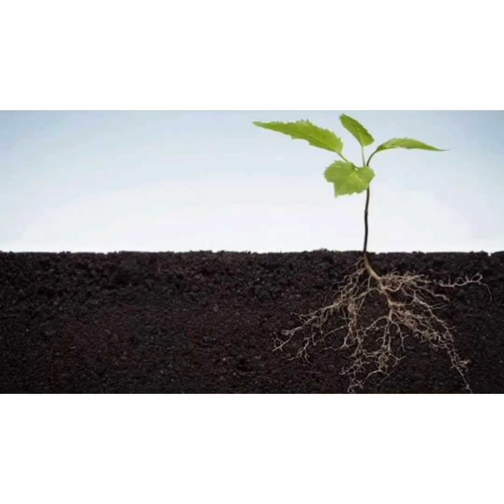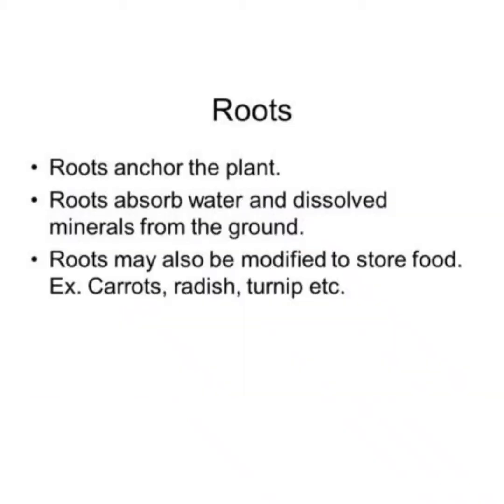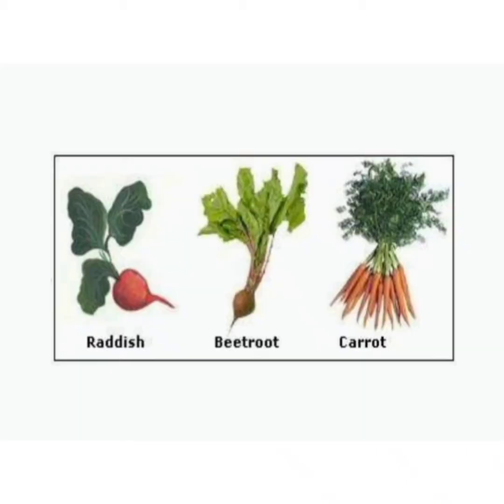The part of the plant which grows below the soil or under the ground is called the root. The root mainly helps the plant to fix in the soil and to absorb water and minerals from the soil. Some plants are modified to store food also. Plants like carrot, beetroot, turnip, radish store food materials in their roots. The roots bulge out and are called tuberous roots.